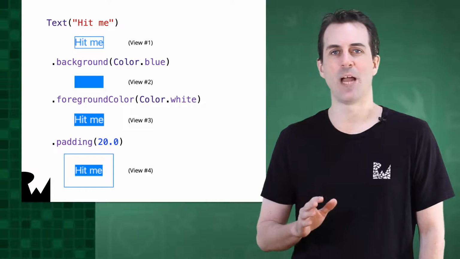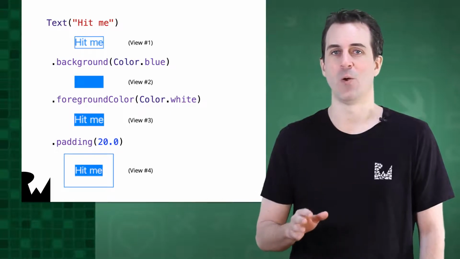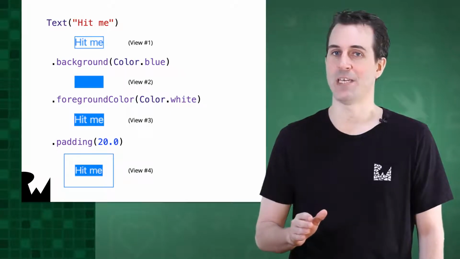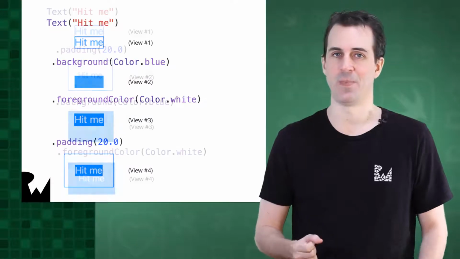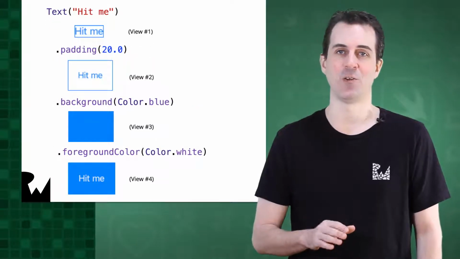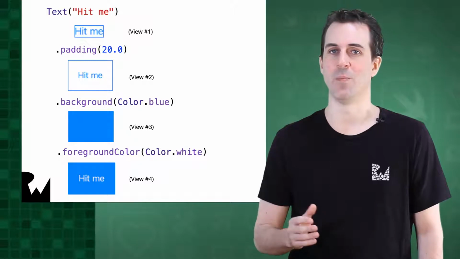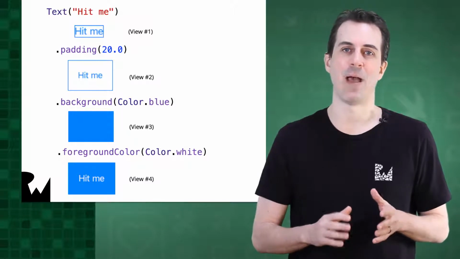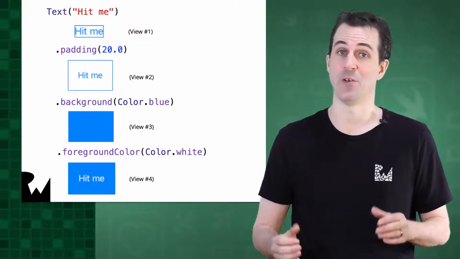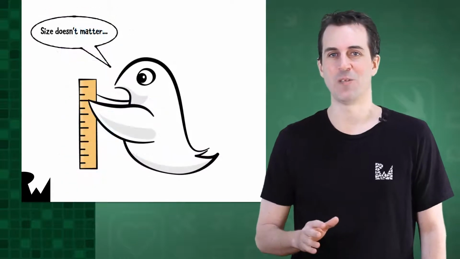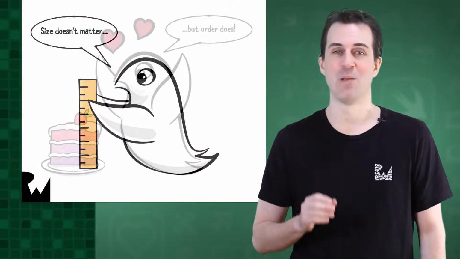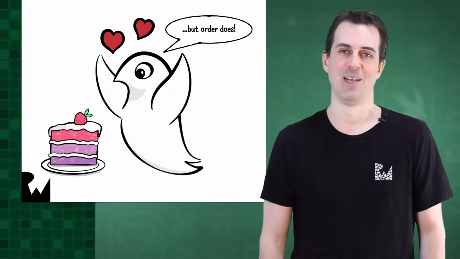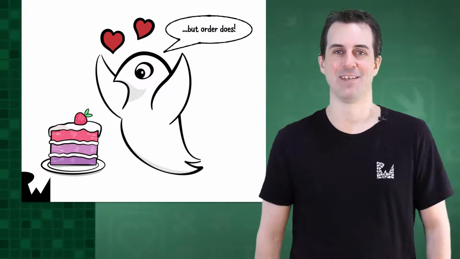If we want the blue background color to apply throughout the view, we need to apply the padding before we set the background color, like this. This time we apply the padding first, which creates a new, bigger view number 2. Then we can apply the background and foreground color to the entire bigger view. Little Swifty once told me that size doesn't matter, but order definitely does. So let's fix this up and keep styling.